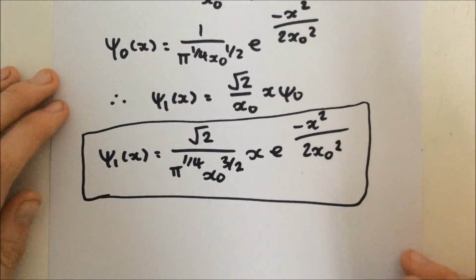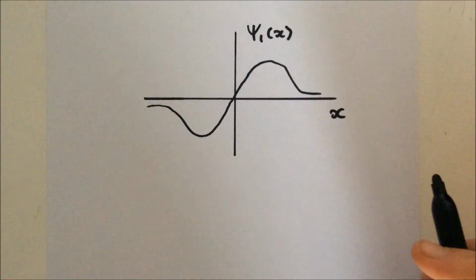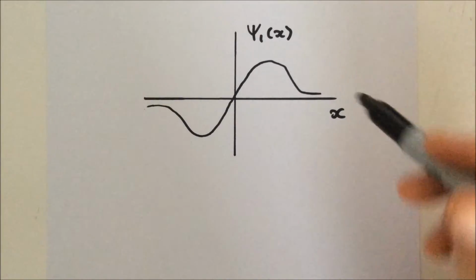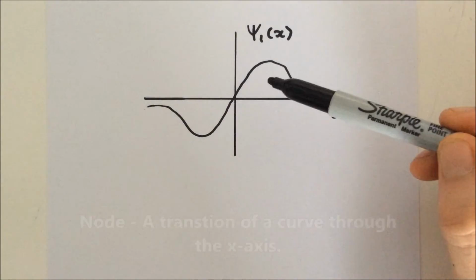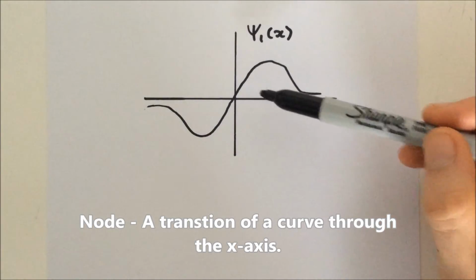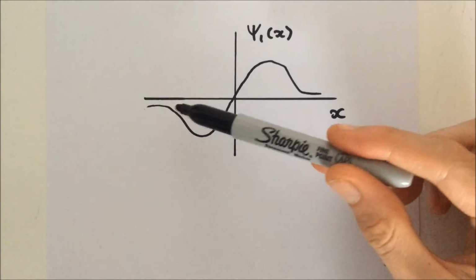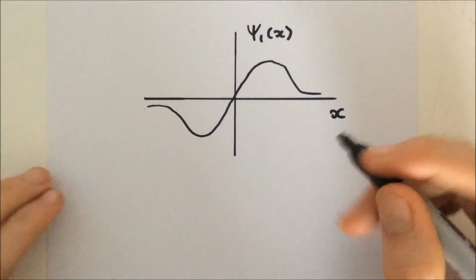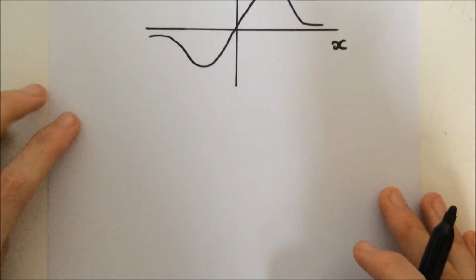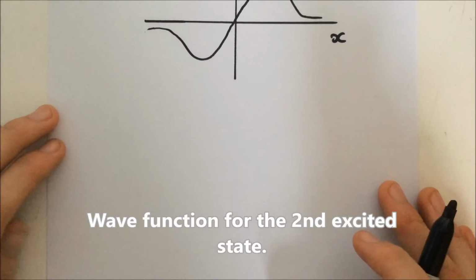The wave function for the first excited state. You can see when we graph psi 1(x), it has one node. A node is a transition to the x-axis. It now has one peak and one trough. Now we're going to find the second excited state.